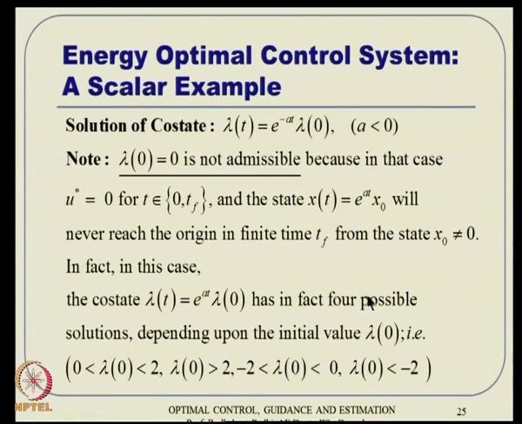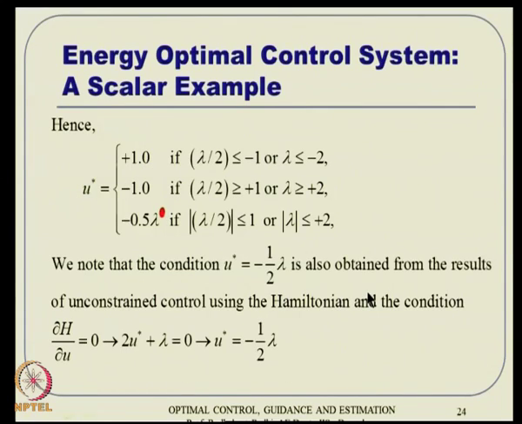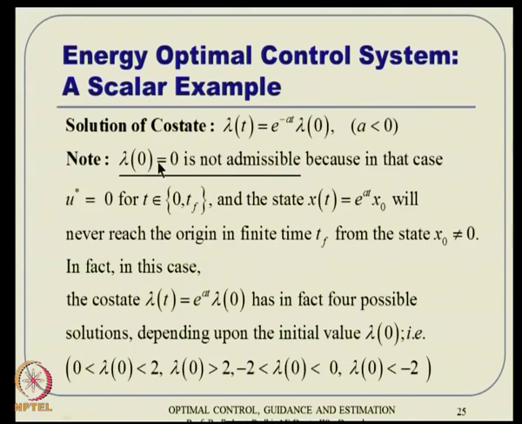Alright. So, now coming to the analysis part of it, we want to have some closed loop or state feedback sort of solution actually. So, we go back to the co-state equation first, and the co-state equation solution is this way. Remember, A is negative, so minus A is positive actually. So, this is the solution.